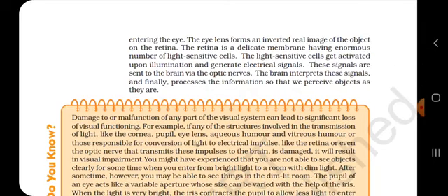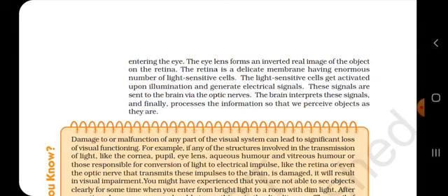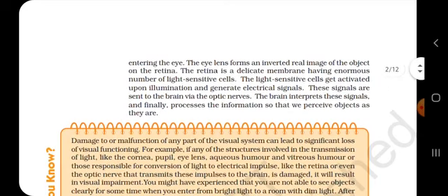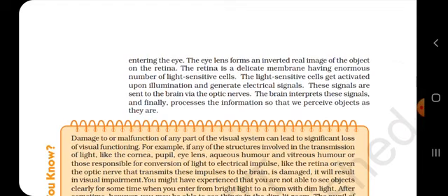The eye lens forms an inverted real image of the object on the retina. What type of image is formed in the eye? It always forms a real and inverted image. Students, we have seen two types of images: real and inverted, and virtual and erect. If the image is formed beyond the lens and above the x-axis, it will always be virtual and erect. But if the image is formed on the same side of the lens and below the x-axis, it will be real and inverted.